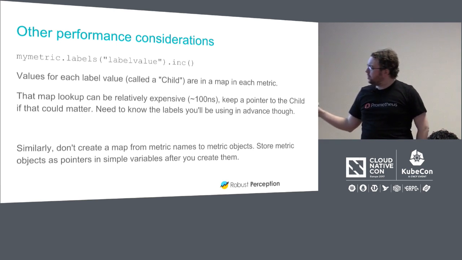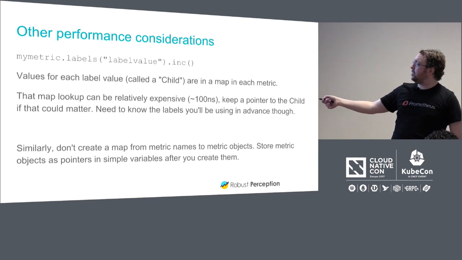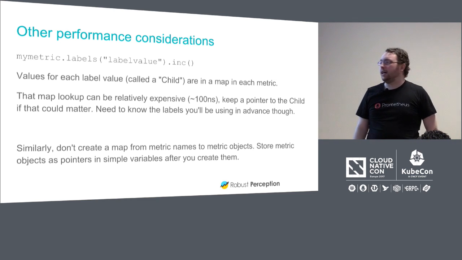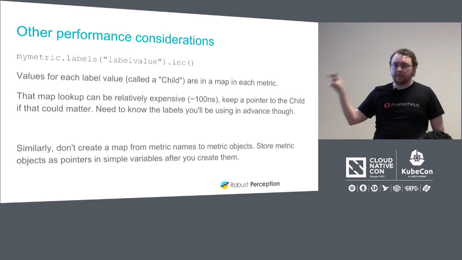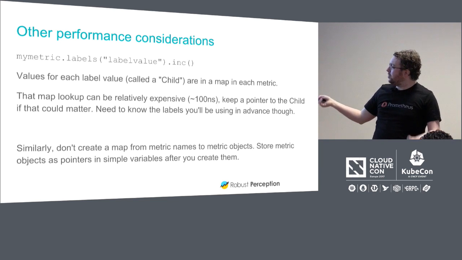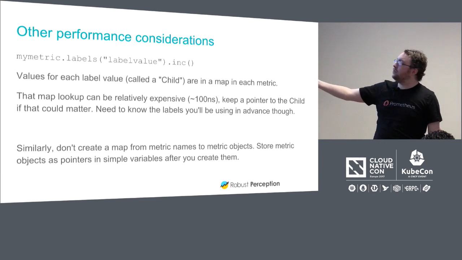There's a related anti-pattern you see sometimes, where people will create a map from metric names to metric objects. Don't do that. You know the name of your metric. Just keep a pointer. Because otherwise, you're once again going to have this hit.